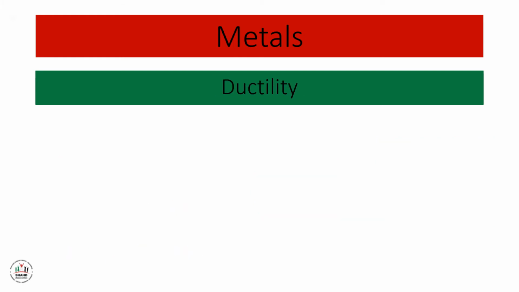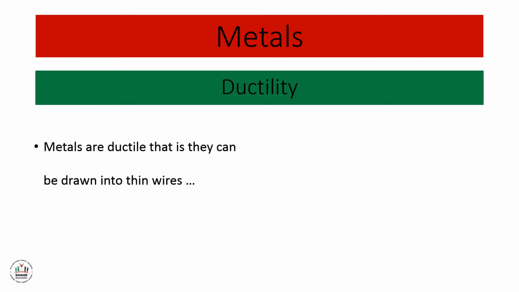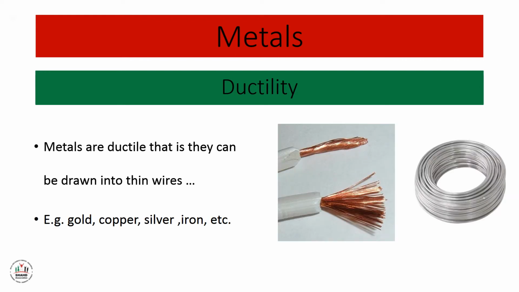The second property of metals is ductility. We can say that metals are ductile. That is, they can be drawn into thin wires, as you can see in the two pictures. The first one is for copper wire, and the second one is for aluminium wire. Most of the metals can be ductile and can be drawn into thin wires, for example silver and iron.